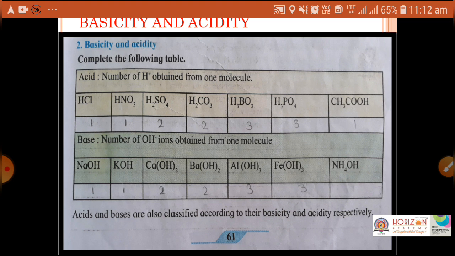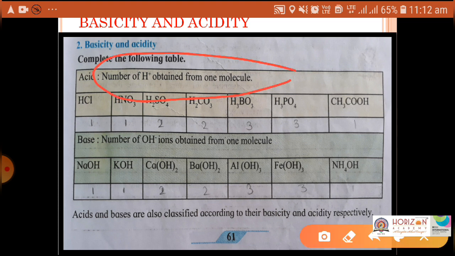So understood? Basicity of an acid is the number of hydrogen ions obtained from one molecule, and acidity of a base is the number of OH minus ions obtainable from one molecule. So this is a very simple concept. I hope you have understood up to this.